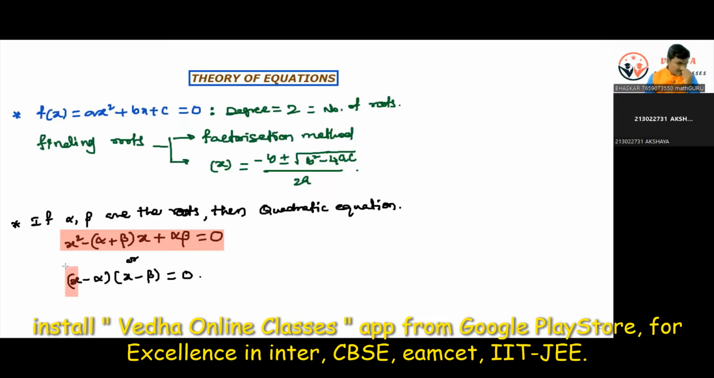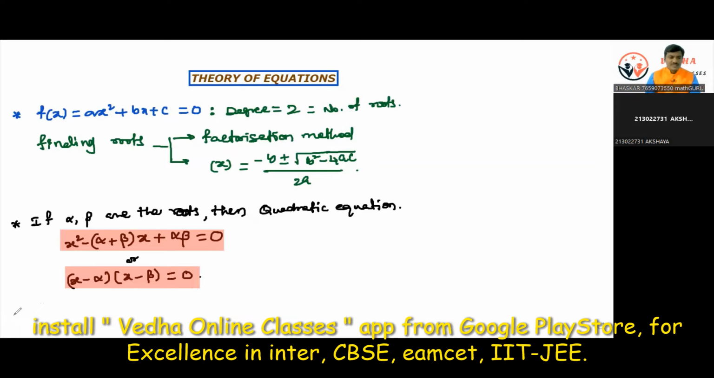Observe this carefully. If x minus alpha into x minus beta is equal to 0, either the first factor x minus alpha is equal to 0 or the second factor x minus beta is equal to 0. First factor x minus alpha equal to 0 means x is equal to alpha. Next, second factor x minus beta is equal to 0 means x is equal to beta, which is another root here.